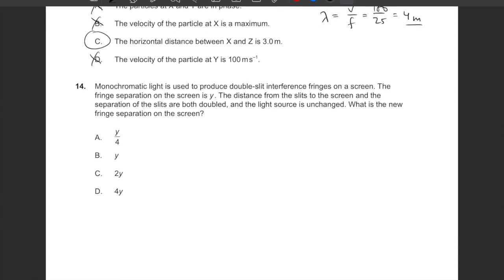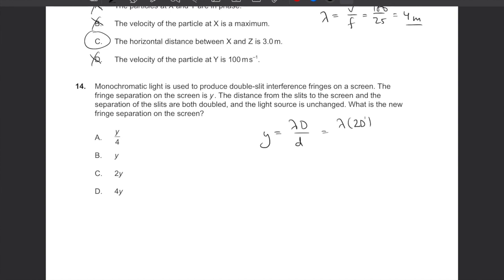Okay, question 14 is on double slit interference, and we can use the formula s, the separation of the fringes, is lambda D over d. Big D is the distance to the screen. We're assuming that's quite large compared to little d, the distance between the slits. And we're also looking at small angles, by the way.